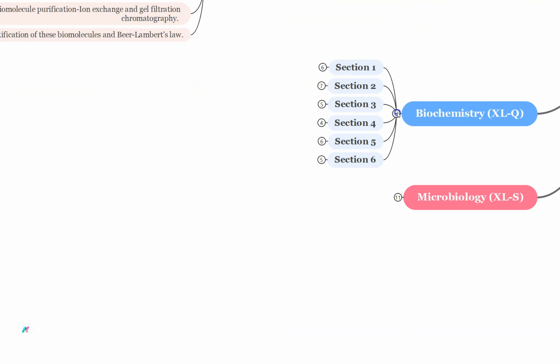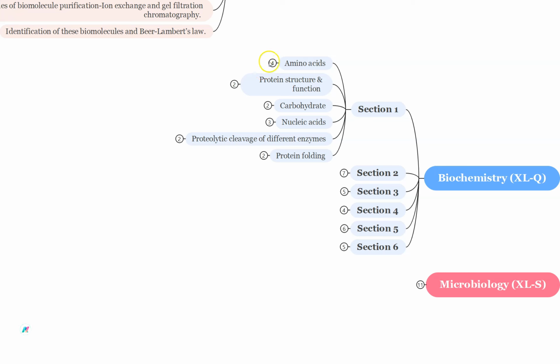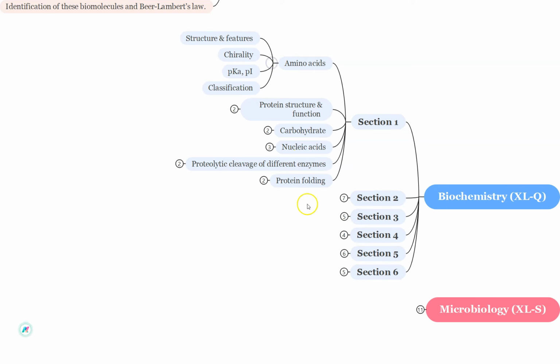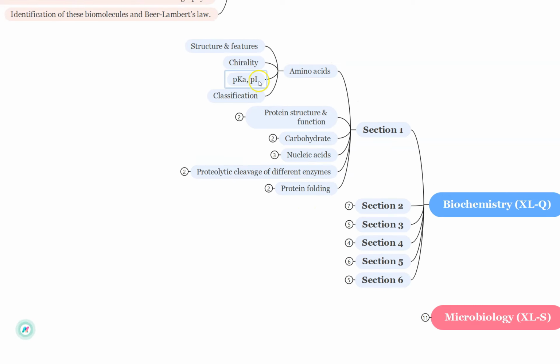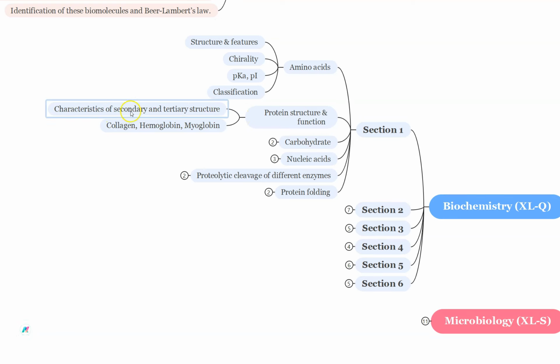Coming to biochemistry. The first section deals with amino acids, where you have to study the properties and structures, important points and critical features involved, like an amino acid with 2 chiral centers, or what is pH and pKa, the isoelectric concept and its application. Expect numericals from this area. Don't forget the classification.